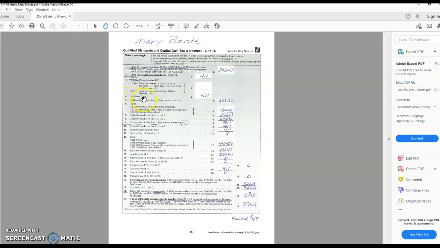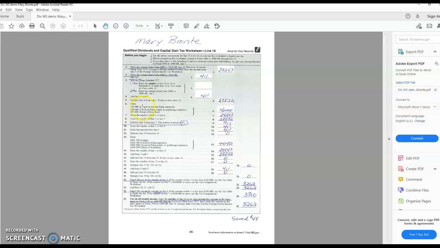Line 4, it says add lines 2 and 3. So 411 and 0 is 411. Line 5, subtract line 4 from line 1. So we're going to subtract 411 from 29,243. So 29,243 minus 411 is 28,832. It says if 0 or less, enter 0. Well, ours is not negative, so we put the number there, 28,832.